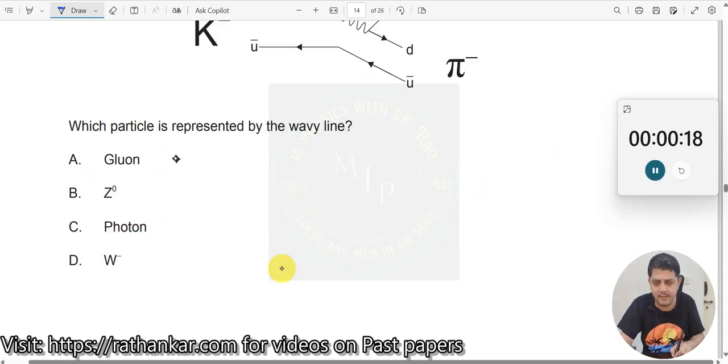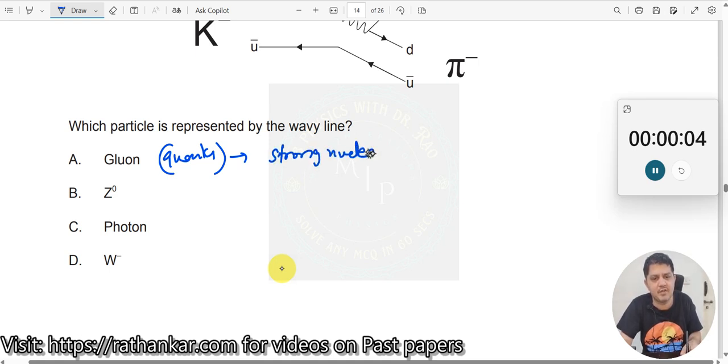Gluon. What is a gluon? Gluon is a mediator particle which plays a role only between quarks, and this happens as a strong nuclear interaction. So therefore, this is definitely incorrect. Z0. What is Z0? Z0 is nothing but your weak interaction. This can be a particle in a weak interaction.